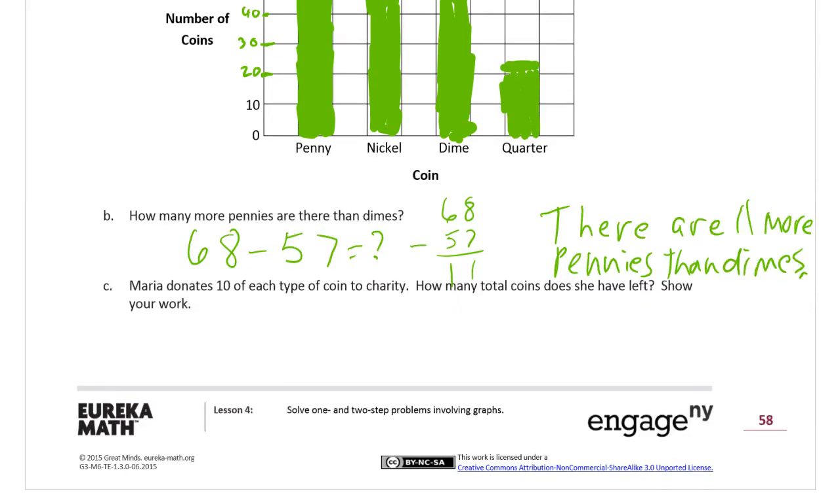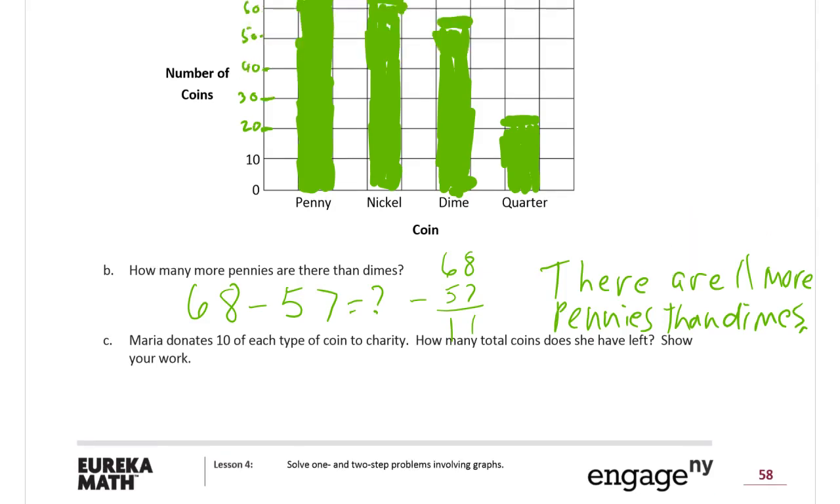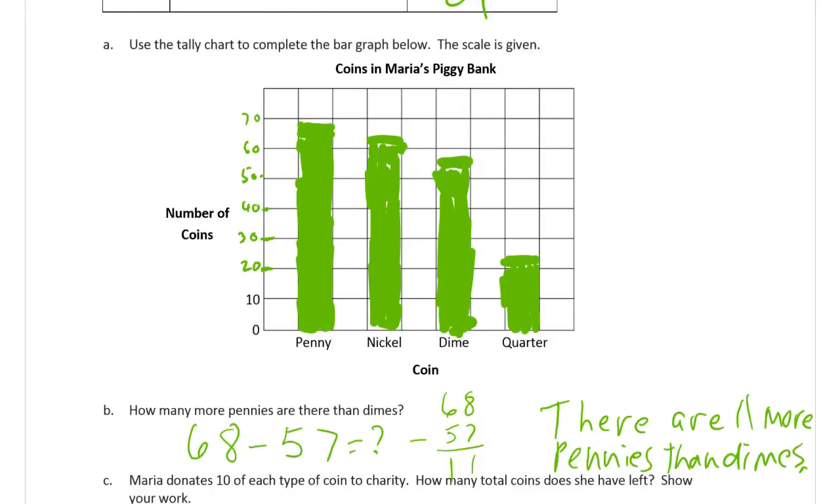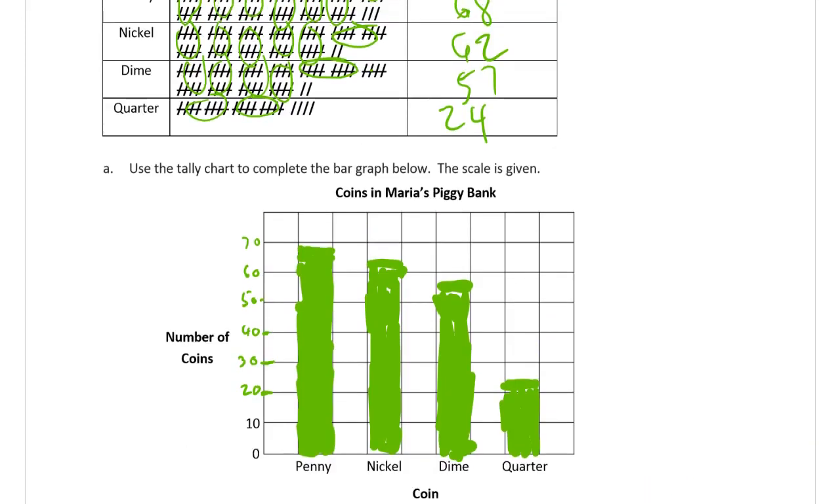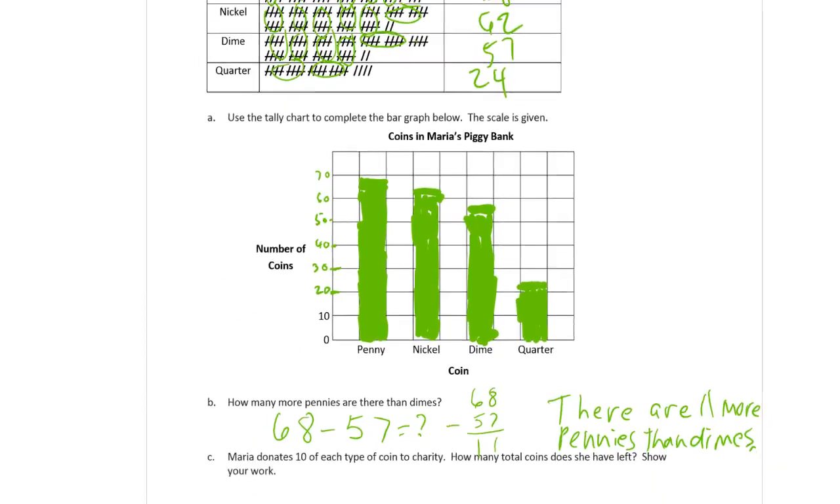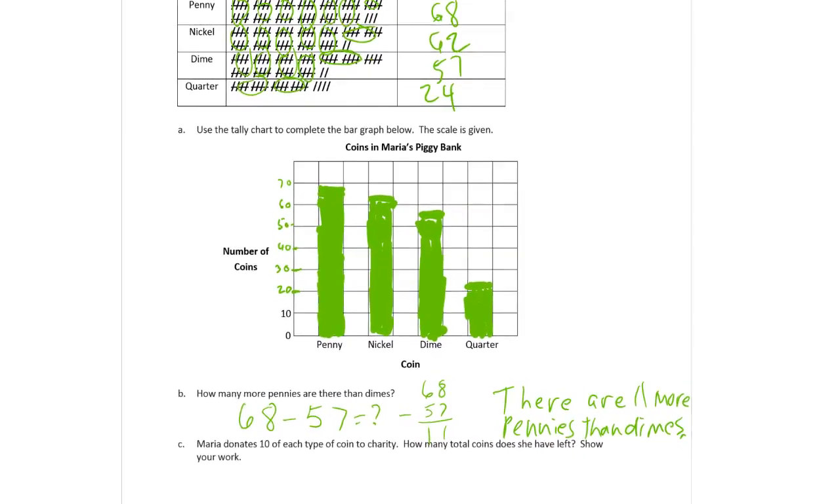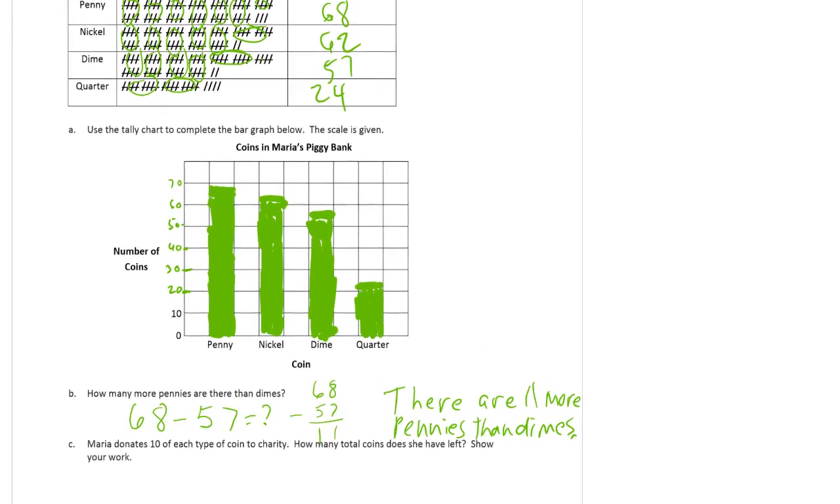Maria donates 10 of each type of coin to charity. How many total coins does she have left? Show your work. All right, so this question reads a lot easier than it is. There's going to be some work involved here. We have to know how many total coins there are, and then subtract 10, 20, 30, 10 for each kind. So that's 40 she donates.